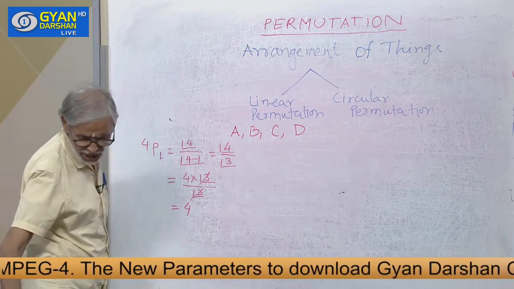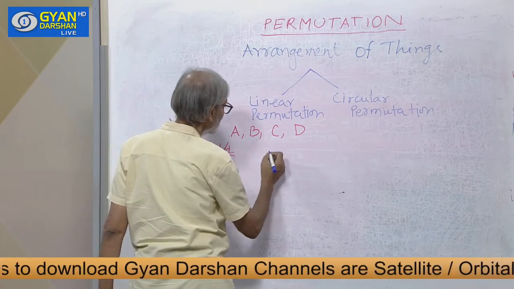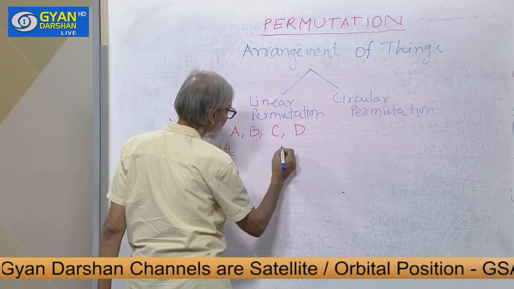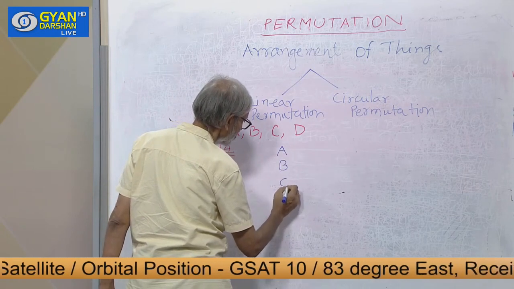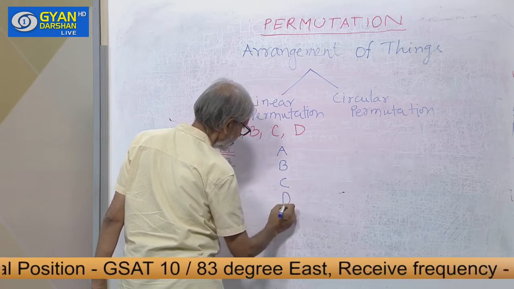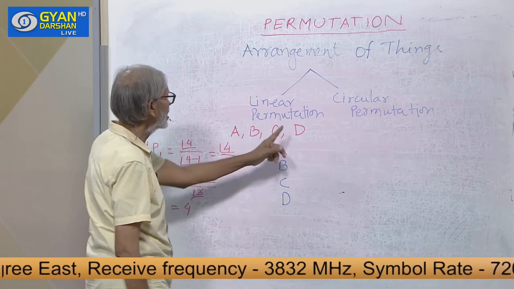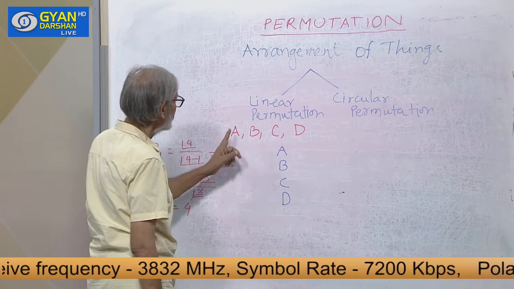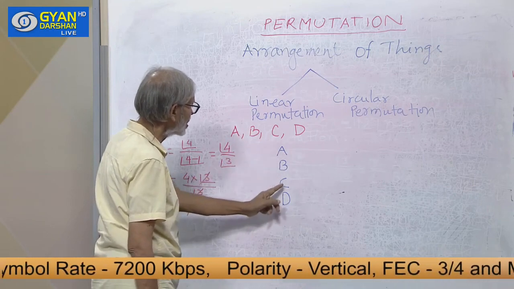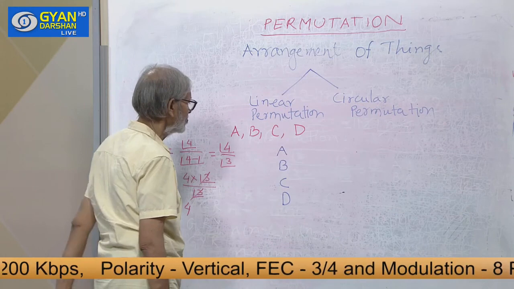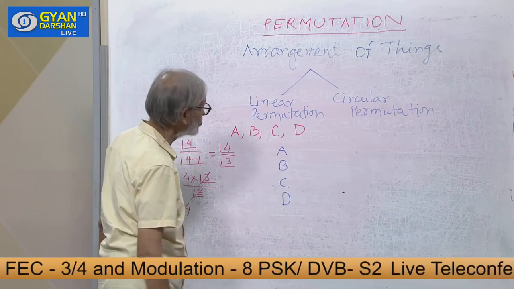It is easy to visualize that the 4 things you can select taking one at a time. So, A, B, C and D. If you select only one thing out of the 4, one time you can select A, other time you can select B, other time you can select C and then D. So, there are 4 ways in which you can select one thing out of 4.